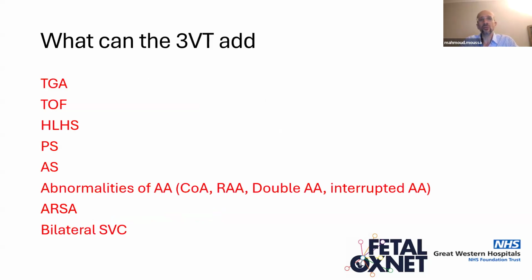The 3-vessel trachea view can diagnose a lot of heart disease. As you can see, the TGA, tetralogy of Fallot, hypoplastic left heart, almost all the anomalies of the aortic arch, and the anomalies of the venous return. So it's a very valuable heart view, and it's very easy to get.